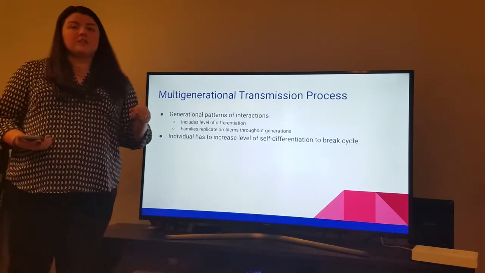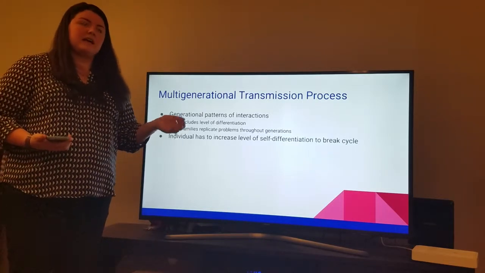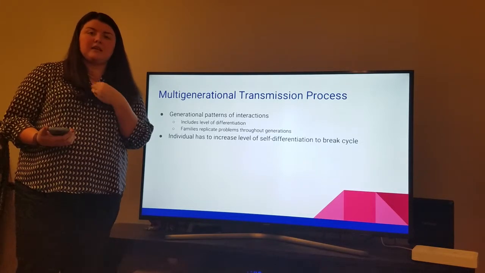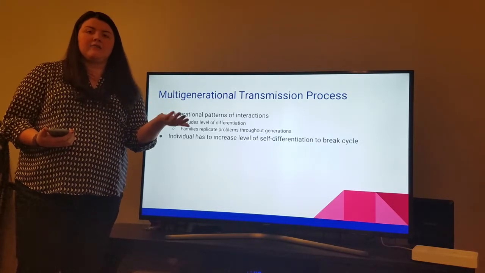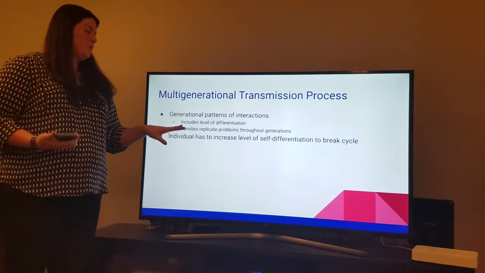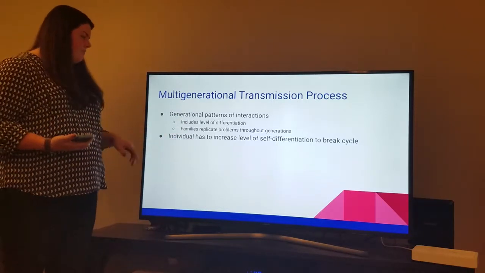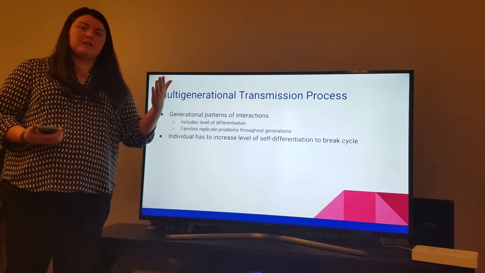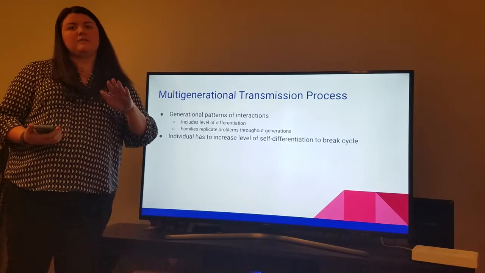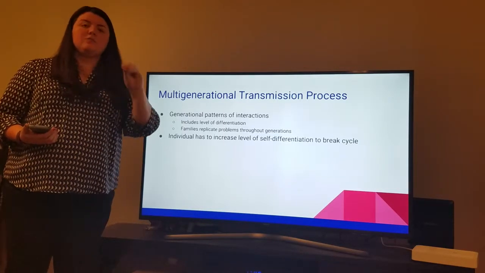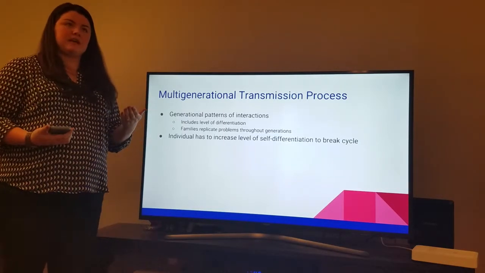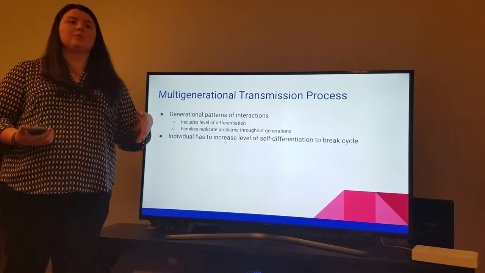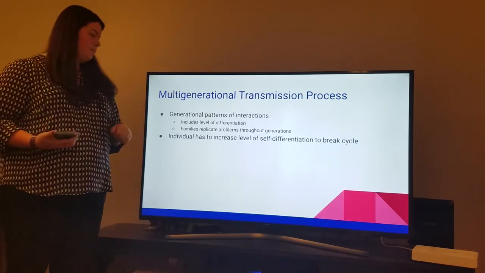So the multi-generational transmission process. Like we talked about on the last slide, parents putting it onto their kids changes how the kid is able to develop and have normal emotional processes. So we need to fix this as well. It includes the level of differentiation. If you have low differentiated grandparents, then your parents will be even lower differentiated, and then you will be even lower differentiated. The only way to fix that is to break that cycle. Seek therapy, seek help to increase your level of differentiation.